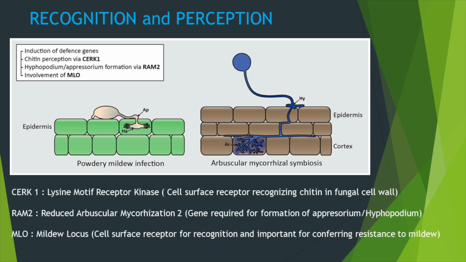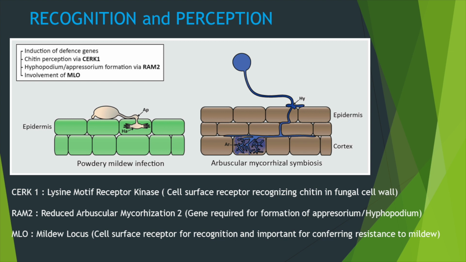As you can see in figure 2, there is the production of the hyphopodium, and the hyphopodium is entering inside the plant cell and producing the arbuscules, or the roots, within the cortex of the roots. So this is how the entry of the pathogen takes place.